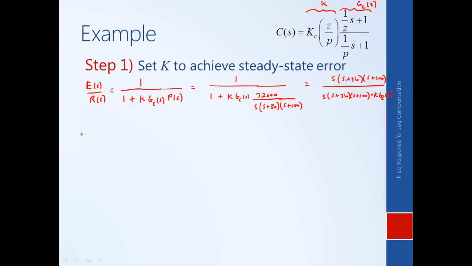I can then go ahead and recall the form of the final value theorem. E steady state is equal to the limit as s goes to 0 of s times E(s), where E(s) is equal to this transfer function multiplied by R(s). So I just multiply through by the reference to isolate E(s). So I have this whole expression. I'll repeat it quickly.